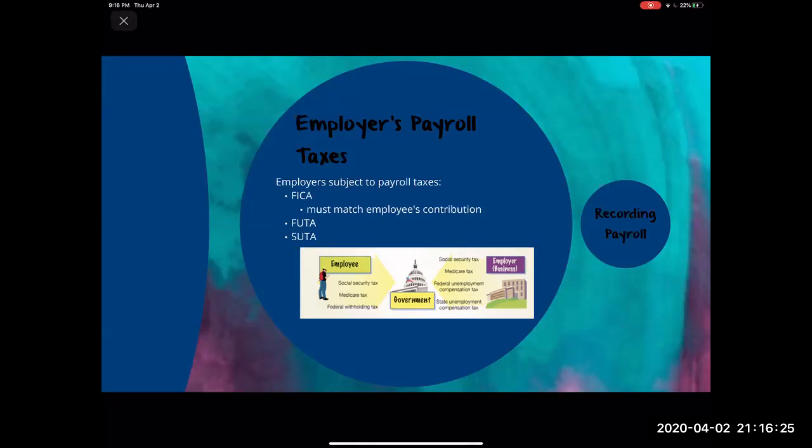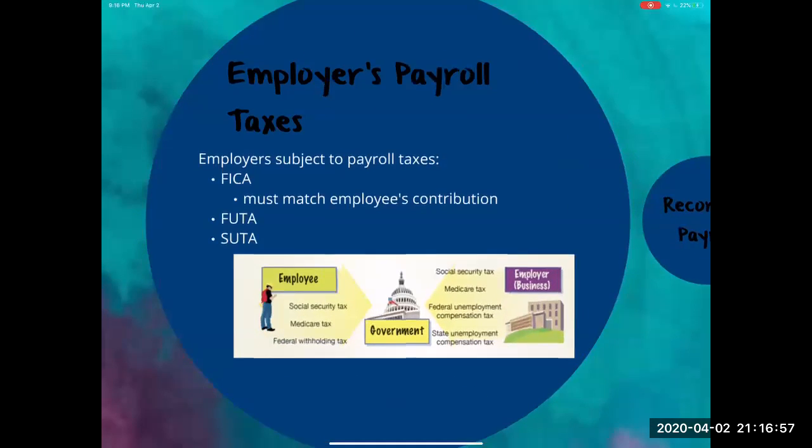All right, so employers are subject to payroll taxes, such as FICA. Just like you must pay FICA, they must pay FICA, which is Social Security and Medicare. So they must match the employee's contribution. If the employee is paying $600 in FICA, the employer is also matching that same amount. In addition, they must pay FUTA and SUTA, the federal unemployment compensation tax and the state unemployment compensation tax.